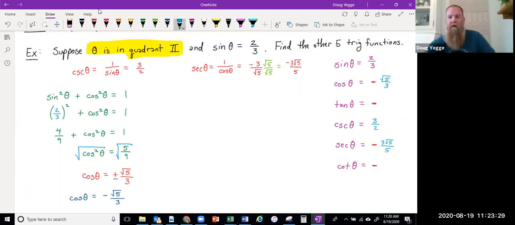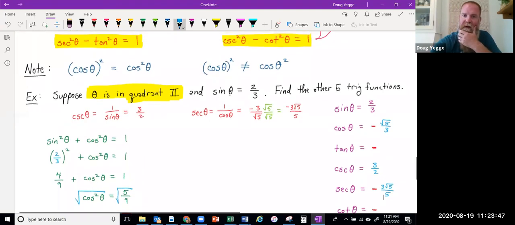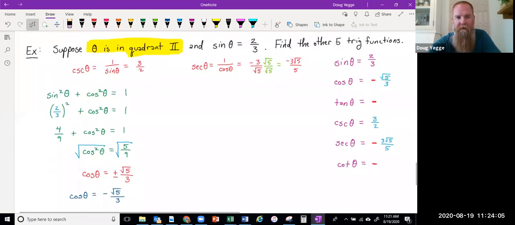So we've just got a couple more functions to find. We need to find somehow tangent theta and cotangent theta. The problem is that I can't find cotangent before knowing tangent using the reciprocal identities and vice versa. But what we can do is refer back to a couple of our Pythagorean identities. If I know secant of theta, I could find tangent of theta. Or if I know cosecant of theta, I could find cotangent of theta. So either one of these is fine. Let's just go ahead and use our first identity.